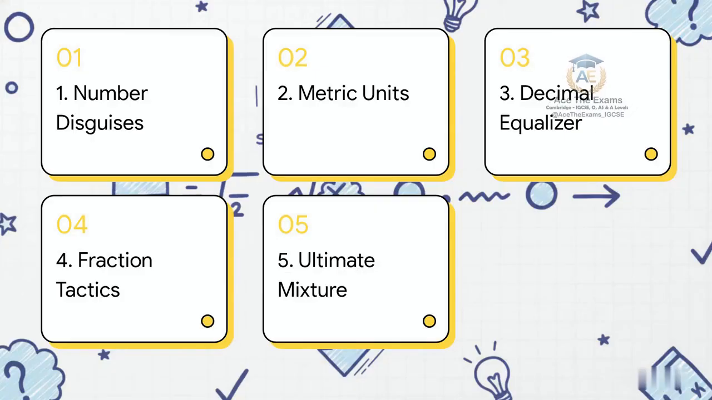Okay, let's dive into our 5-step systematic roadmap for totally mastering this topic. First up, we'll look at the number disguises. Second, we're tackling integers and metric units. Third, we introduce a massive game changer, the decimal equalizer. Fourth, we'll go over specific tactics for fractions. And finally, we will face the ultimate mixture.